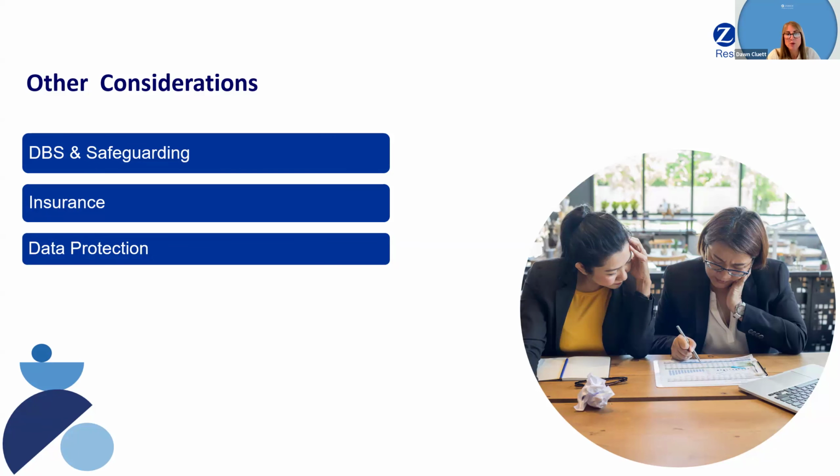You should also check your insurance, that it covers both volunteers and the organisation in case something goes wrong. Plus, don't forget about data protection. Any personal information that you keep and gather needs to be kept safe, secure and confidential according to the rules. By keeping these points in mind, you can help create a safe and secure environment for everyone involved.